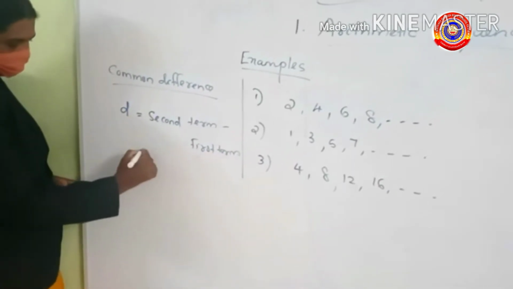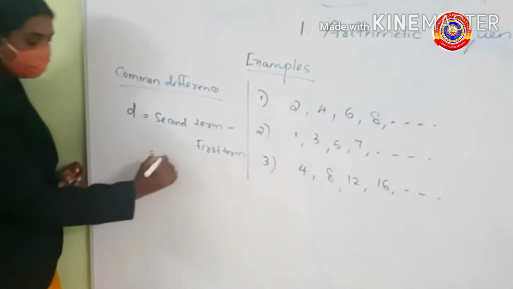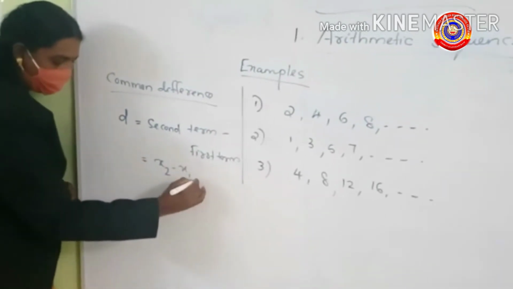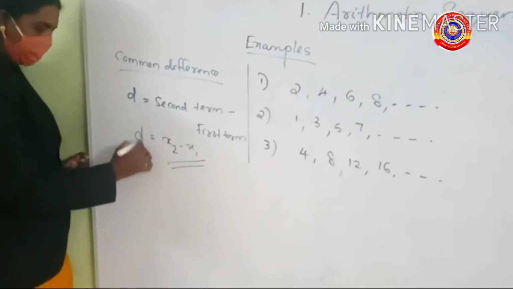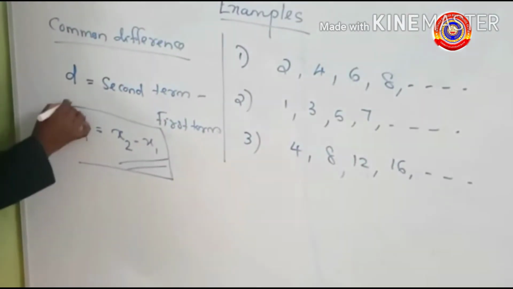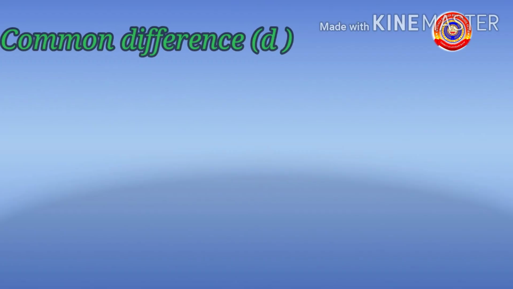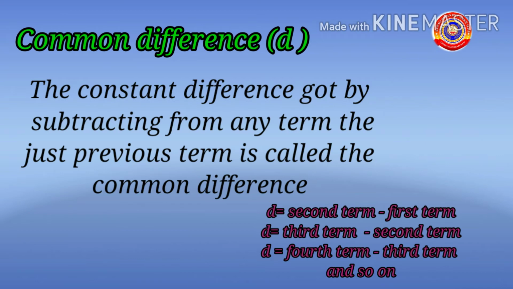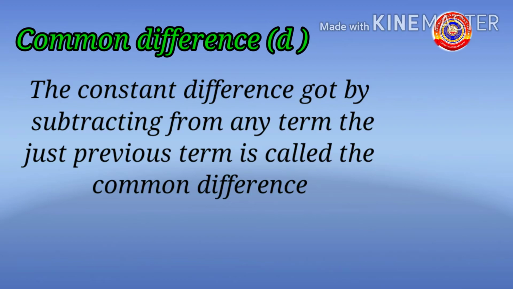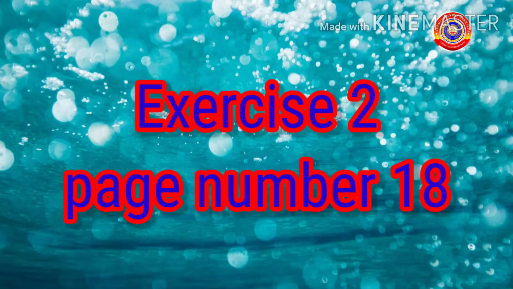It is equal to x2 minus x1, where x2 is the second term and x1 is the first term. So D equal to x2 minus x1. Is it clear for you? The constant difference got by subtracting from any term its previous term is called the common difference. D equal to second term minus first term, third term minus second term, fourth term minus third term and so on. Next, let's do some exercises.